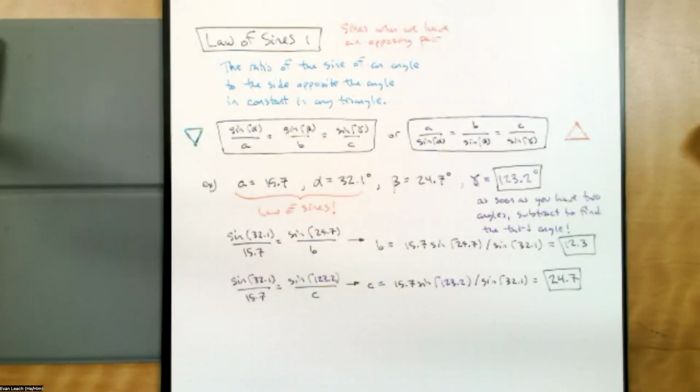Any questions? Is everybody okay? This case is called angle side. So I've got two angles and one side, and the side is opposite one of the angles. So this is angle side.